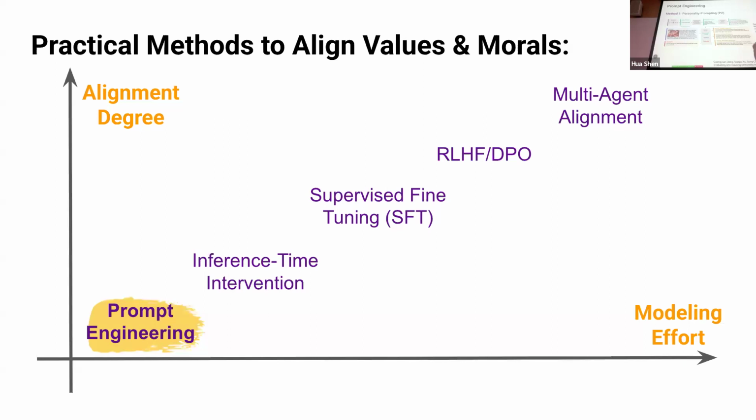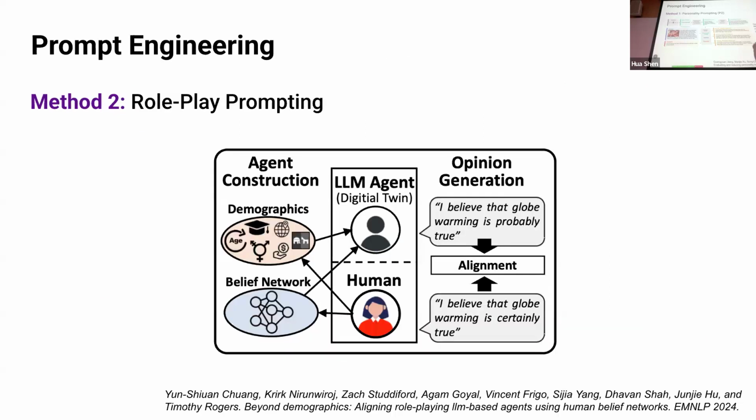So other than just giving them one specific personality, in this case, as you can see, they are having a real-world human and also developing a digital twin. They are saying that each human would have a digital self, which has a similar demographic description as well as a belief network.